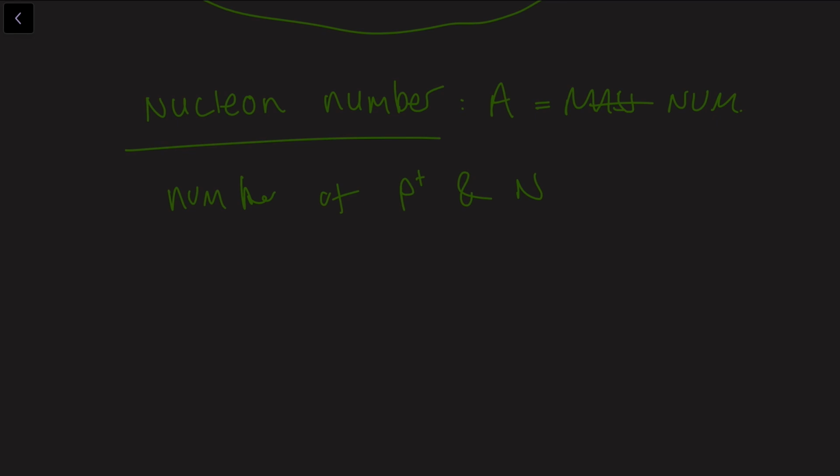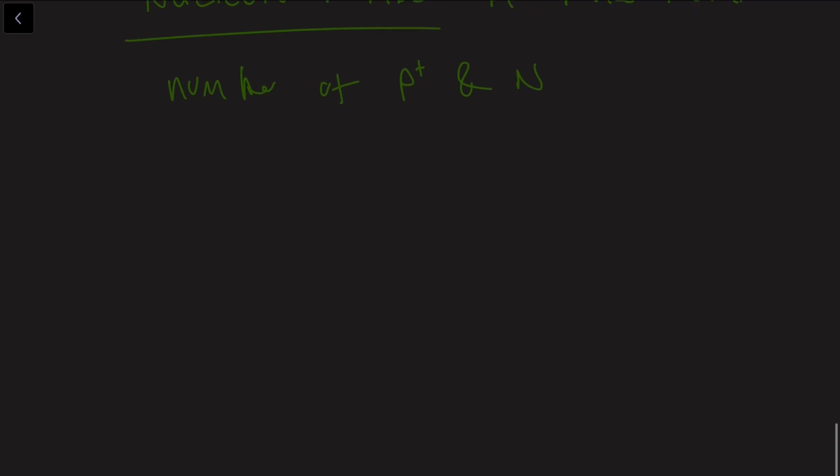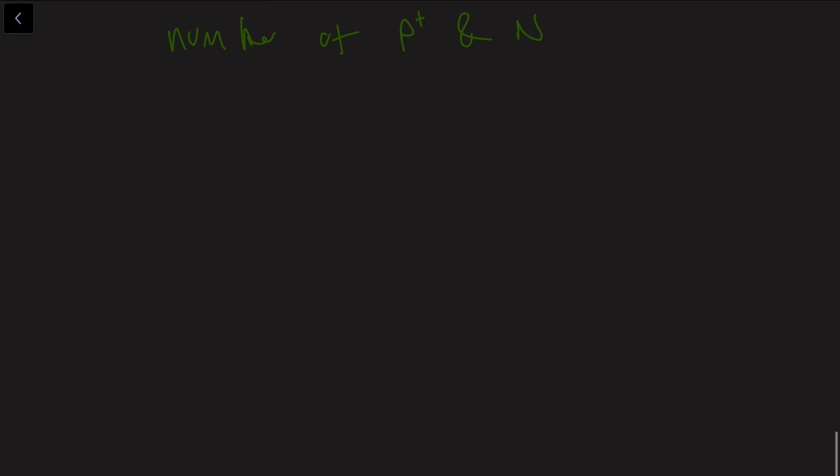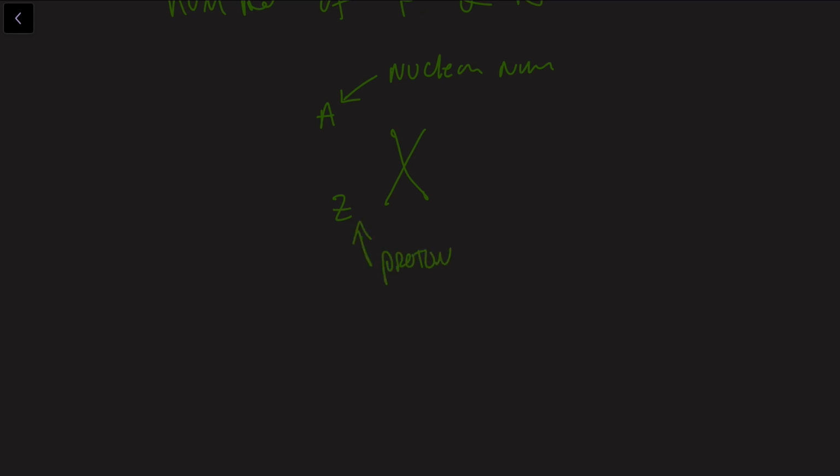Okay, so nucleon number is the same as your mass number, they're equivalent, they mean the exact same thing, and it has the symbol A. So, let's take, for example, you have your chemical symbol X. X could be anything. You have A at the top, which is your mass number or nucleon number, and at the bottom, we have Z, which is your proton number. So these are very important to know.